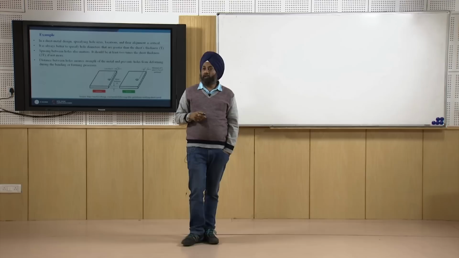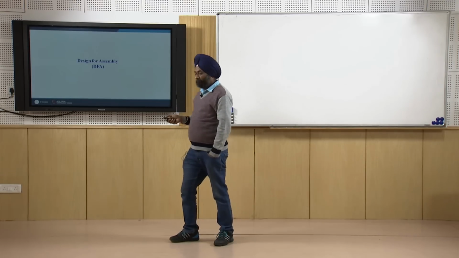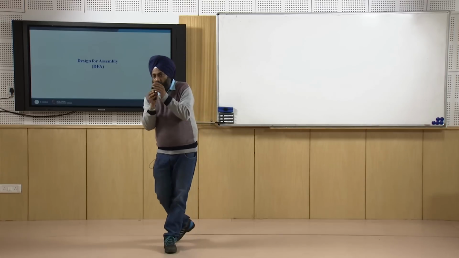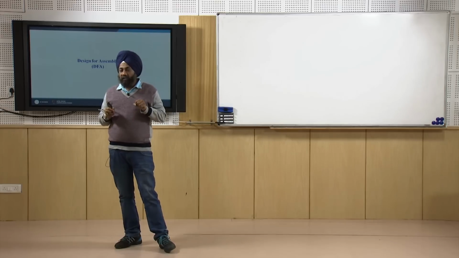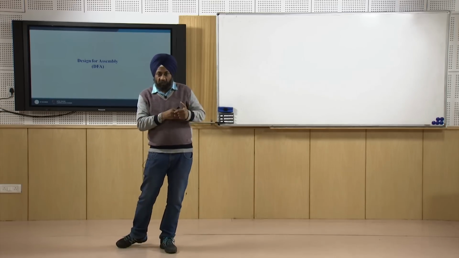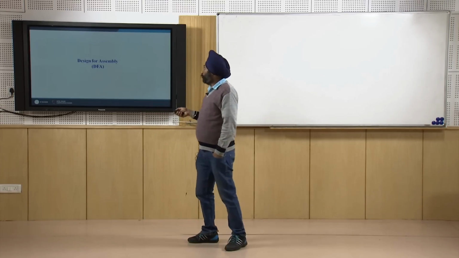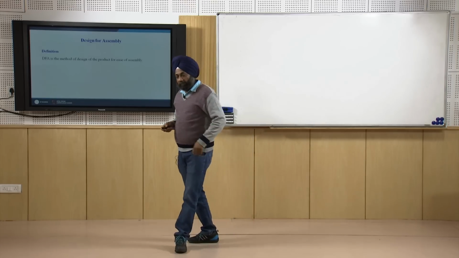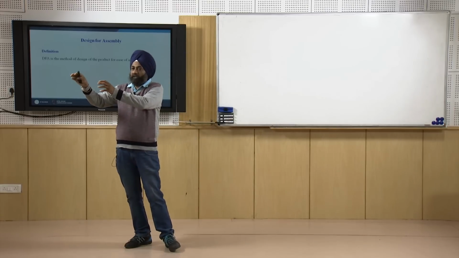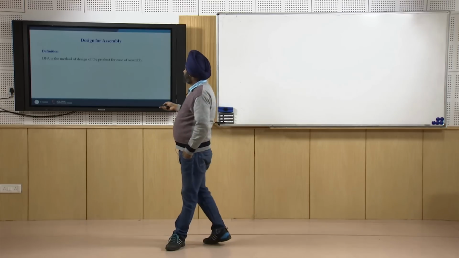So second part is the design for assembly. Now from design for manufacturing point of view, we have seen that if we follow the guidelines, our manufacturing will become easy and our product would become maybe more successful. From design for assembly point of view, DFA is the method of design of the product for ease of assembly. Design for manufacturing, ease of manufacturing. Design for assembly, ease of assembly.